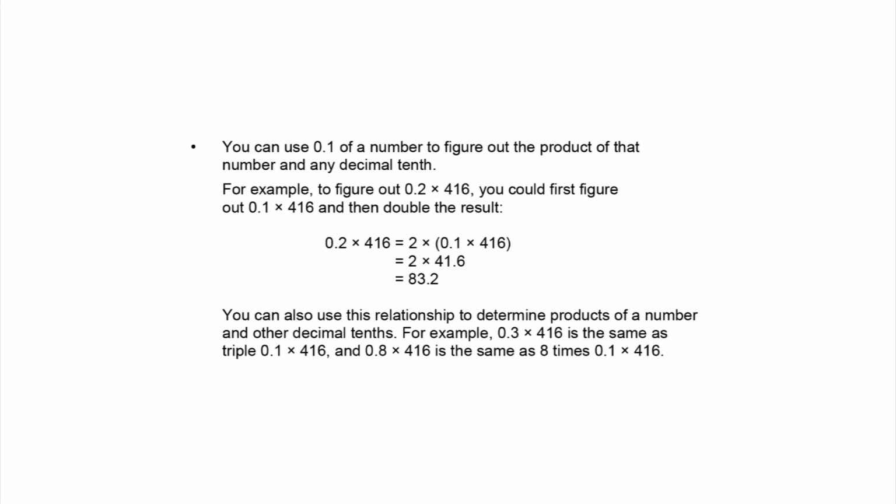You can also use this relationship to determine products of a number and other decimal tenths. For example, 0.3 times 416 is the same as triple 0.1 times 416. And 0.8 times 416 is the same as 8 times 0.1 times 416.